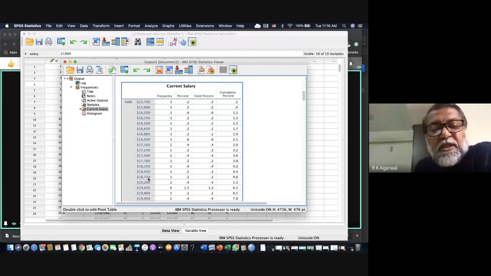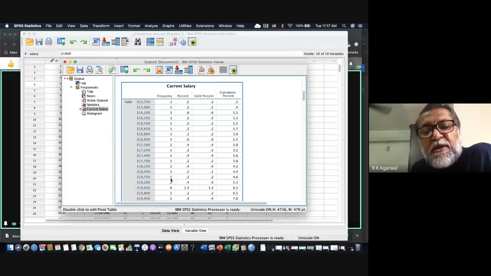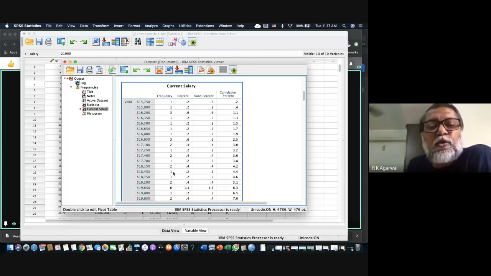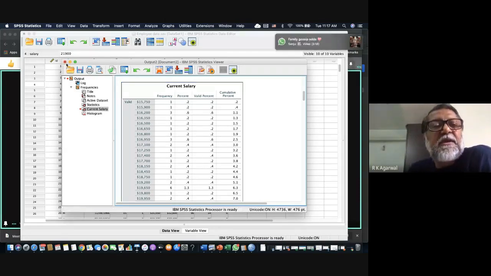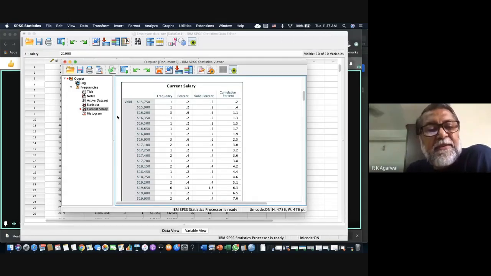Or if you include under 18,750, then this one will be removed from the aggregate, and this will be the total number. 1 plus 1, 3, 1, 1, 1, 1, 3, 2, 1, 2, 1, 2, 1, 1, 2, 6. Sorry, up to this one. So in this way, you can do so. In SPSS also, you have a facility to create frequency distribution tables, but that is not the purpose right now. We will skip that and we will go back to our presentation.